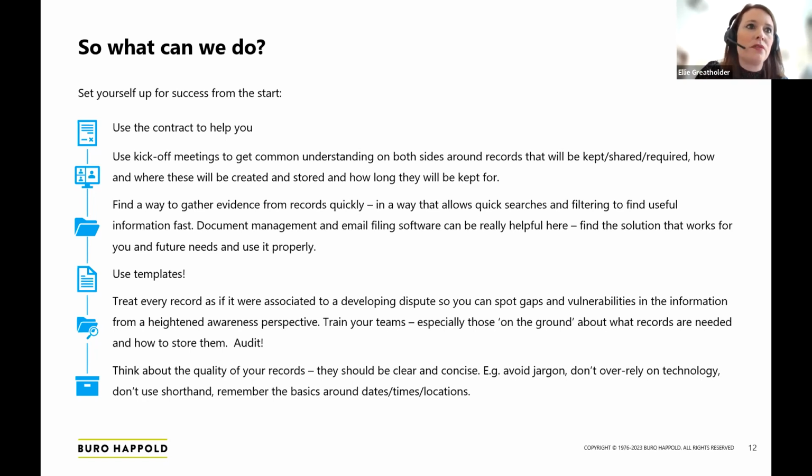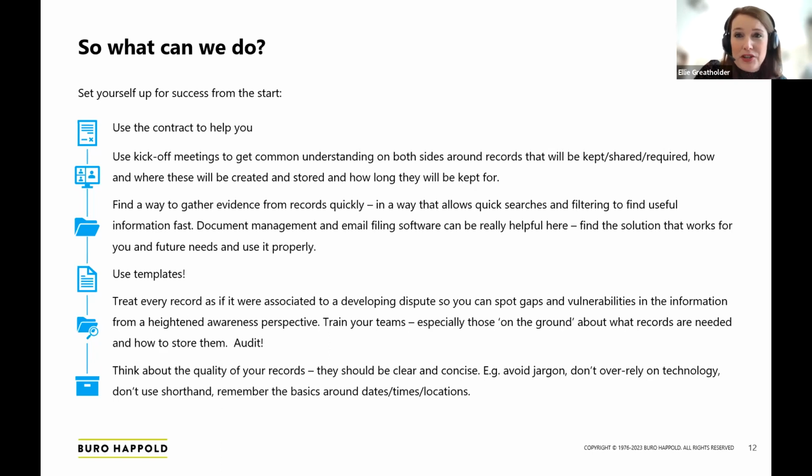Really useful. Treat every record, this is probably my top tip, if there's one thing you take away from this, treat every record as if it were associated to a developing dispute so that you can spot your gaps and your vulnerabilities. You'll be doing that from a heightened awareness perspective, which will make you think carefully about what might be needed when, and help you fill those gaps before they appear.